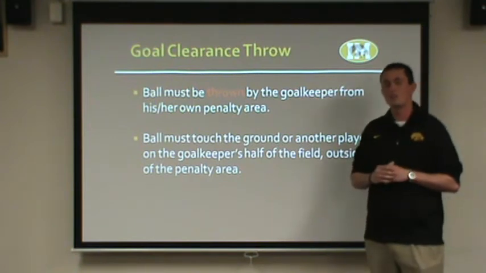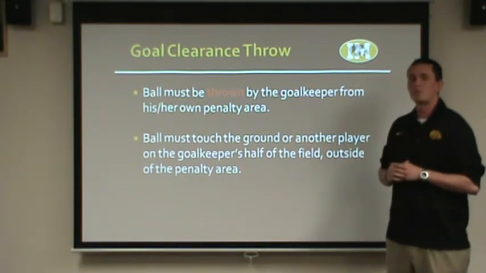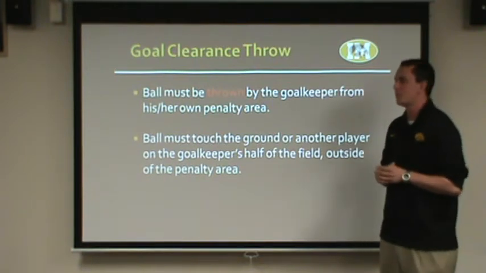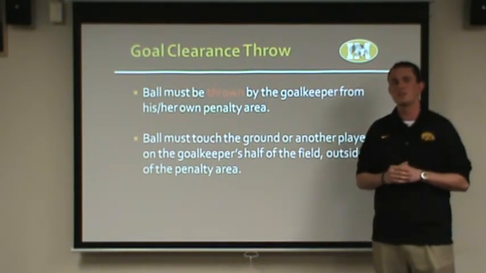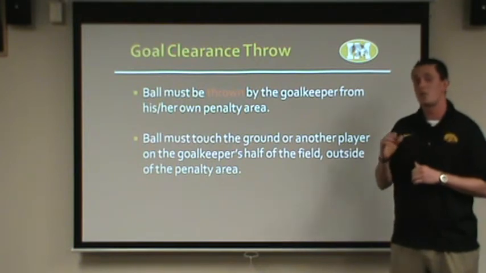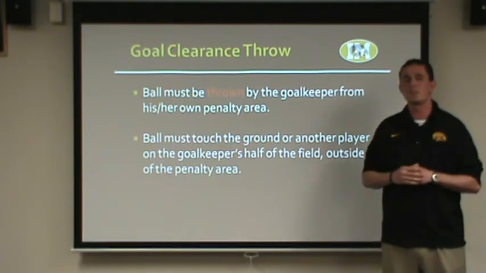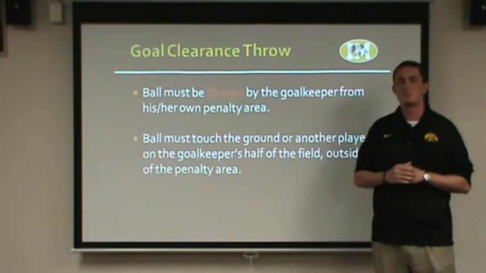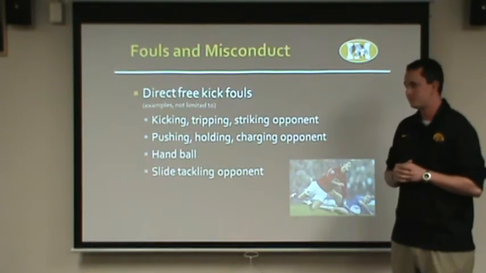For a goal clearance throw, the goalkeeper must throw it out of the penalty area and cannot play it to him or herself. The ball must touch the ground or another player on the goalkeeper's side of midfield in order for this throw to be legal, and this has to be done outside the penalty area.